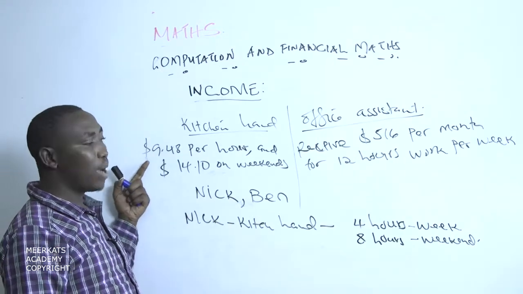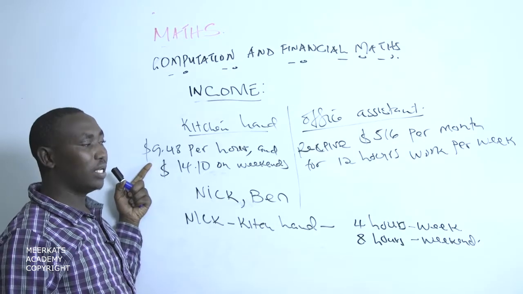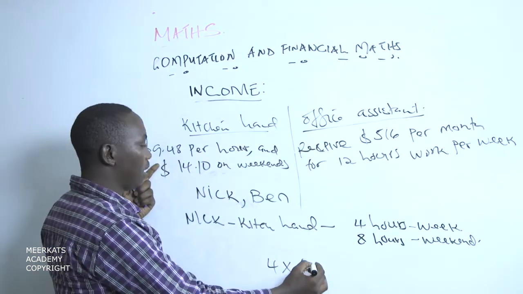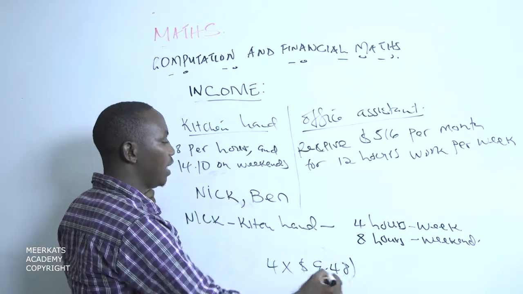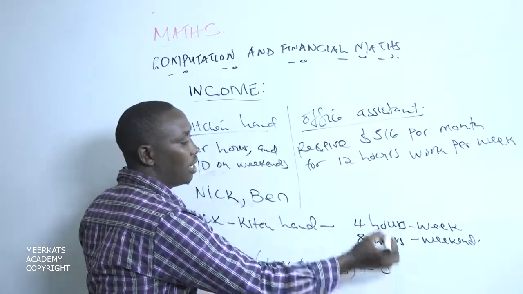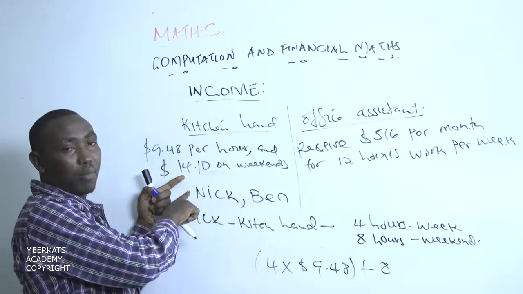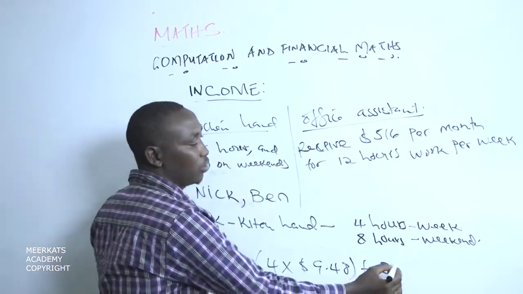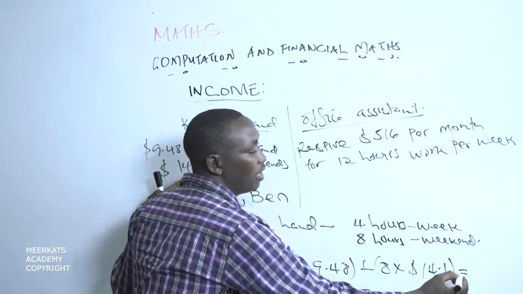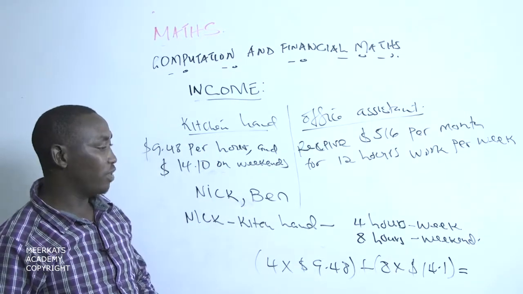So for the first part, he will be earning $9.48 for 4 hours. So that will be 4 hours multiplied by 9.48 on weekday, then plus 8 hours on a weekend, and on a weekend it attracts an income of 14.1. So you multiply by US dollars 14.1. This will give us the income that this person will take home at the end of the week.